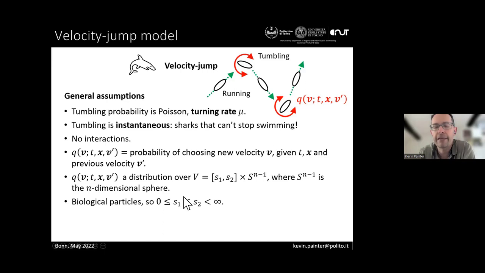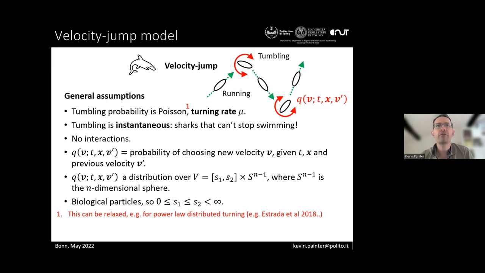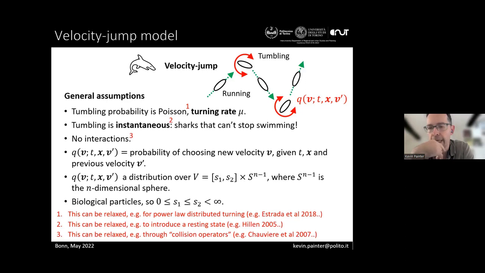And it was just as a point to say I'm setting this up in a relatively simple framework, but it can be extended. So you can go to tumbling probabilities that are not Poisson, something like a power law distribution. And if I have time, I may talk about that kind of extension at the end of today's class. You can also take non-instantaneous tumbling, where you have a resting state between them. And you can also consider interactions. So there are various ways to extend this framework. But that's anyway the way we're going to set it up.